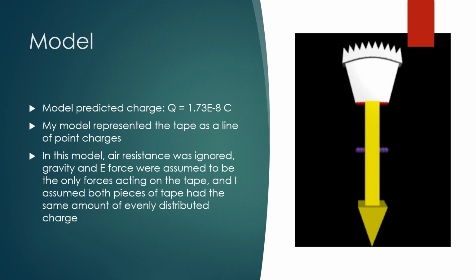Essentially, my model found the net electric force on each point charge from its superimposed particles surrounding it, and combined all of those net electric forces to solve for Q, which represents the total charge of the original piece of tape. My model solved that to be 1.73 times 10 to the negative 8th coulomb. In my model, I ignored air resistance. I assumed gravity and electric force were the only forces acting on the tape, and I had to assume that both pieces of tape had the same amount of evenly distributed charge.